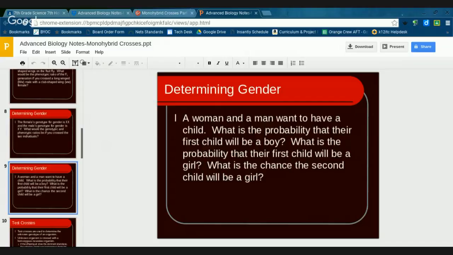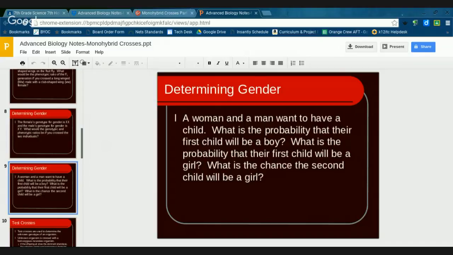Now, there are two ways you can read this, and depending on how I word it, you can get two different answers. What is the chance that the second child will be a girl? So if I don't tell you what they've already had, technically they still have a 50% chance that their second child will be a girl, because you always have a 50-50 shot of having a girl or a boy.